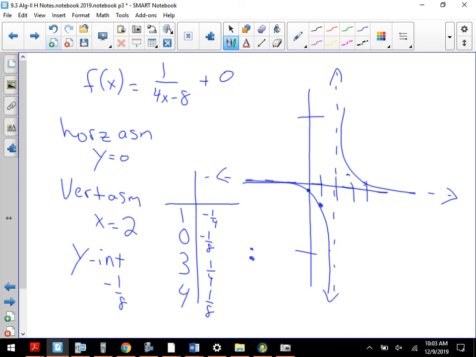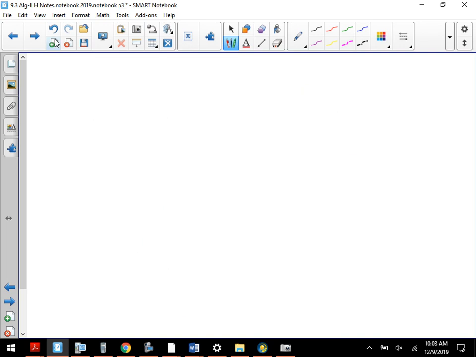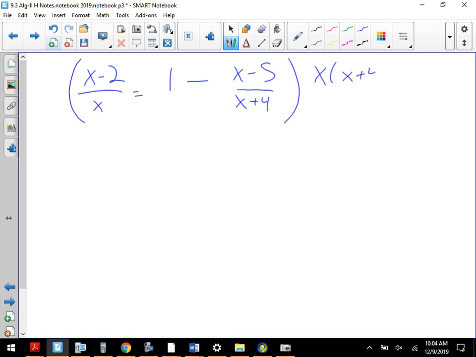Okay. What else we got? 22. Another one of those subtraction ones. Gee, I wonder what's going to happen here. So we have x minus 2 over x is 1 minus x minus 5 over x plus 4. 22. So I multiply everything by x times x plus 4 to get rid of my denominator. I'm sorry, I think I said x minus 4, I meant x plus 4. So that's to get rid of my common denominator, to multiply it all out.